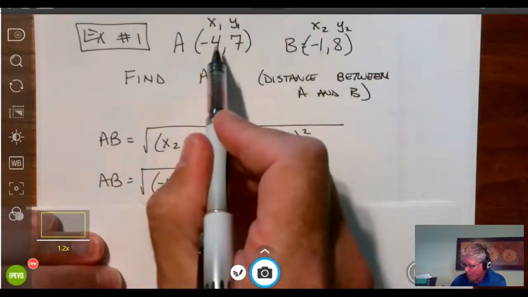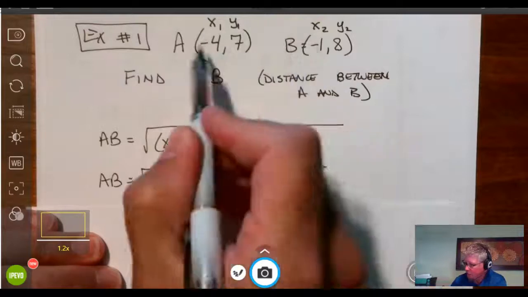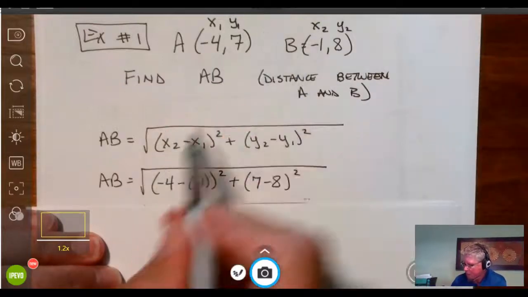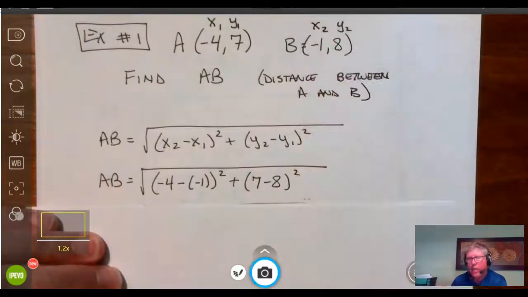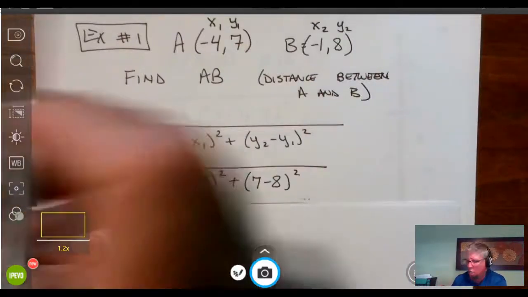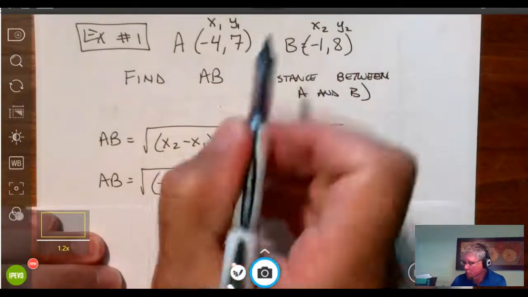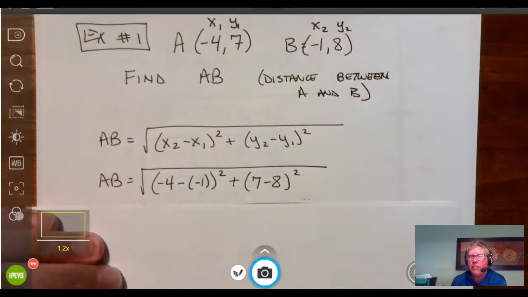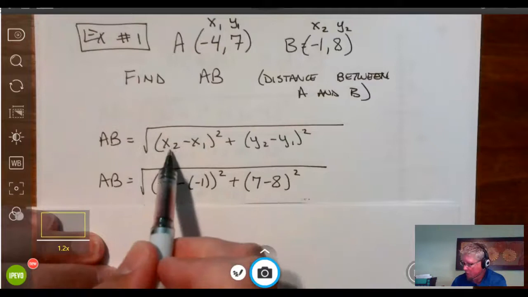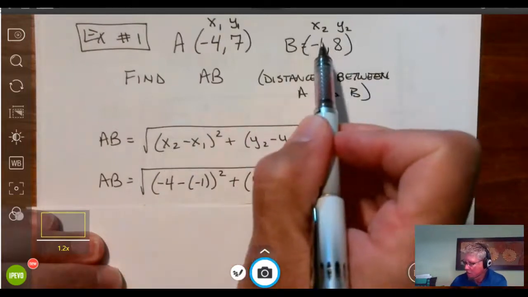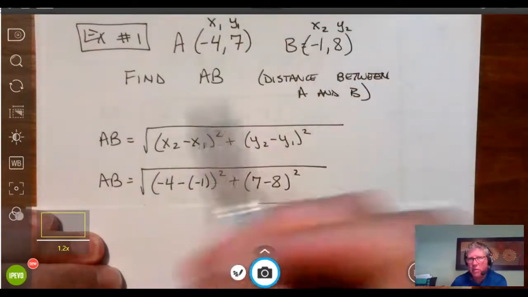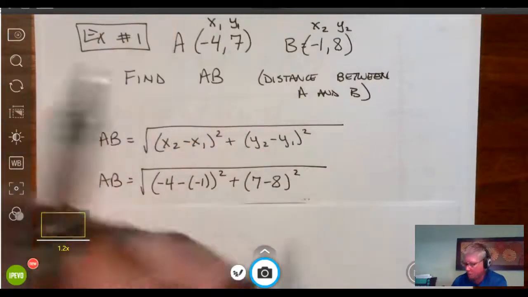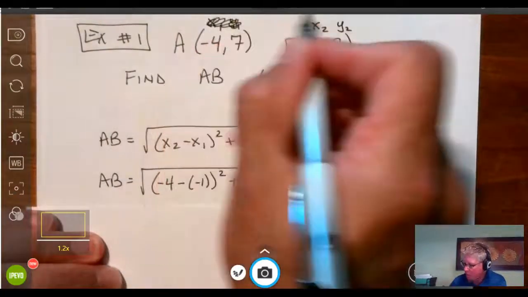So I have the difference of x's. So for me, I know this is x2 and this is x1, but it never matters what order you put these in. You can start here and subtract this, or you can start here and subtract that, because the difference is always going to be the same and you're squaring it. So you'll notice that this says x2, but I really grabbed this. It's like, wait, Mr. Sayers, what? Okay. So maybe we do this.